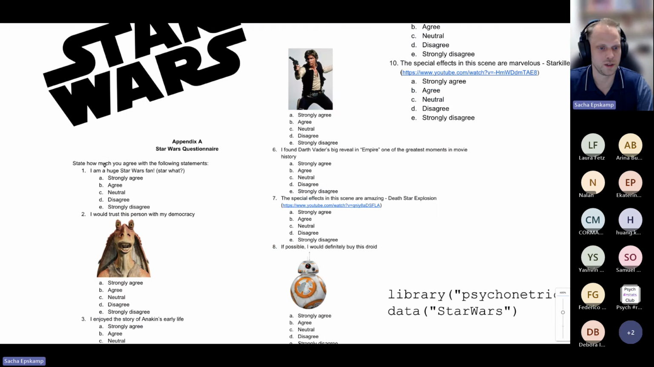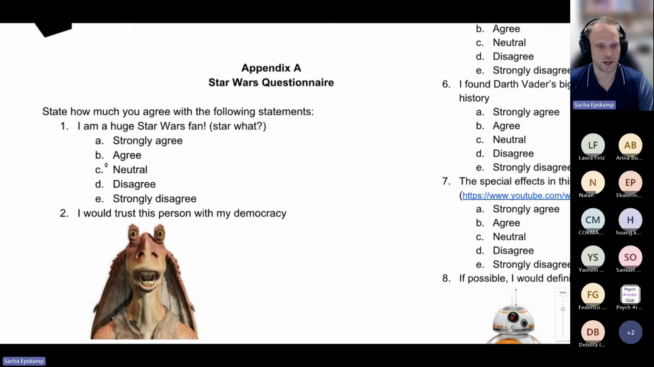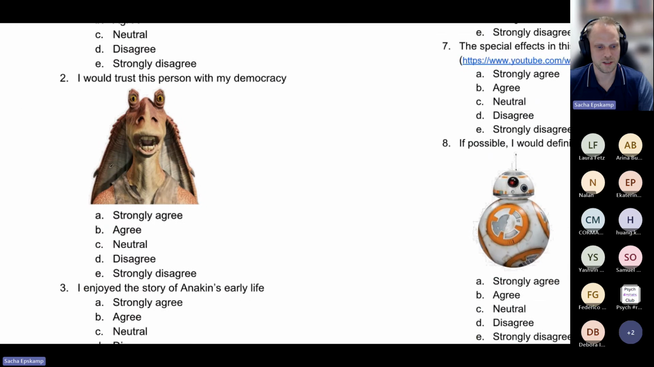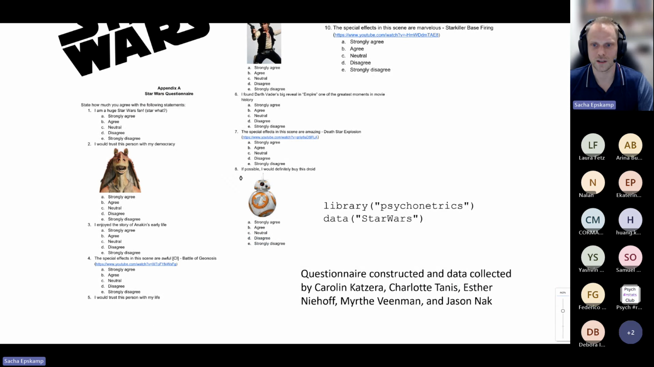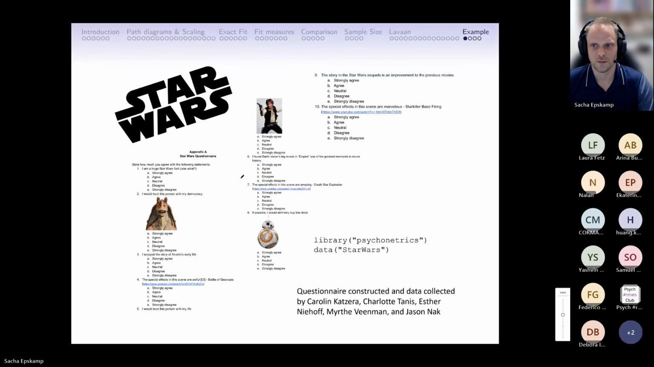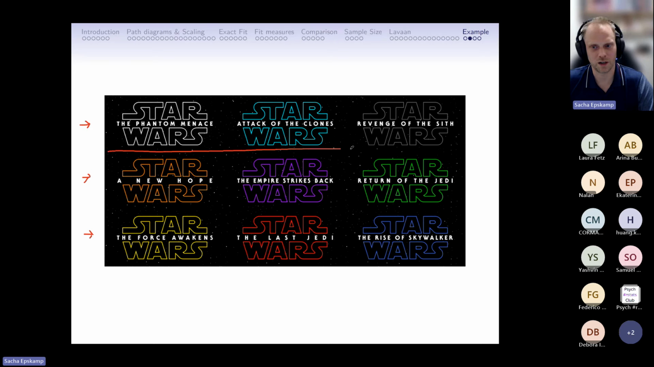Right, I'll zoom in a bit. I'm a huge Star Wars fan. The second one was like, I would trust this person with my democracy. I enjoyed the story of Anakin's early life, things like that. Now, the idea that they had was to measure the 3 trilogies of Star Wars. Now, I'm going to assume here that most people know Star Wars, but just to clarify, Star Wars had 3 trilogies.